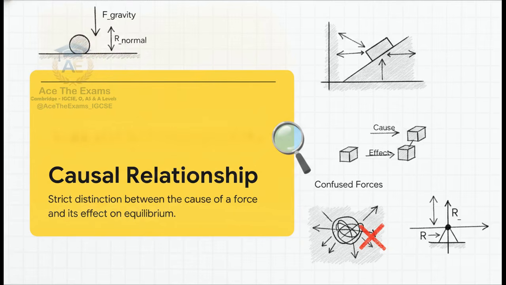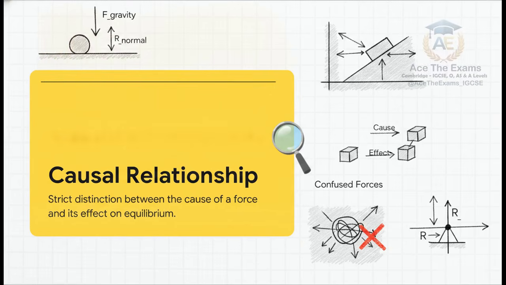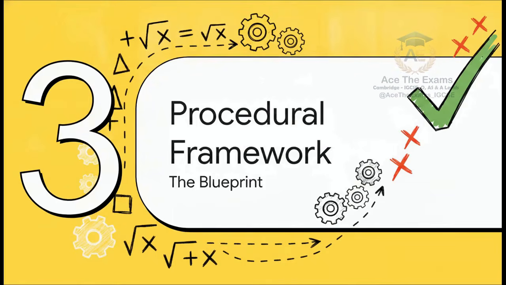If you blur the lines in your head between the forces acting on a body versus the forces exerted by that body, well, your force diagrams are going to be fundamentally flawed. Your equations will be balanced incorrectly, and your entire equilibrium analysis is just going to crumble right in front of you. Understanding this sets the perfect foundation for our next critical step, the blueprint you need to avoid this trap entirely. Section 3. Procedural Framework, the Blueprint.